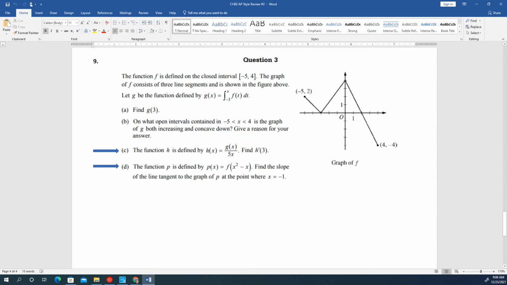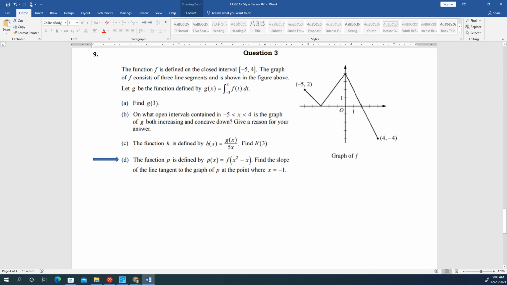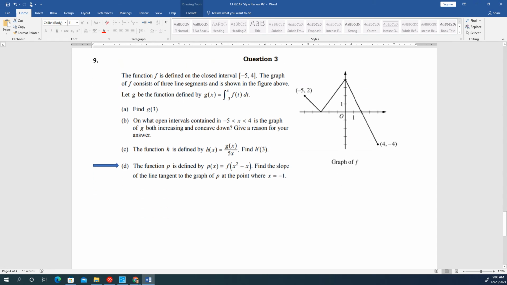Did I delete part C? We actually can't do this one yet. I think I originally thought we could. We cannot. Okay, so this one, another no calculator.